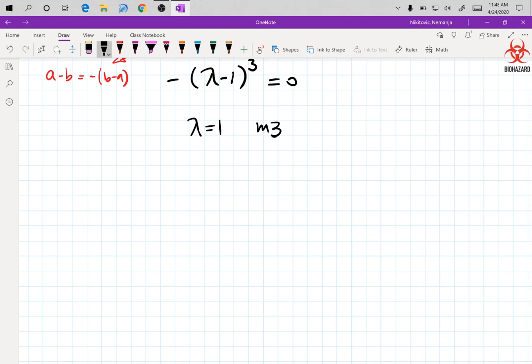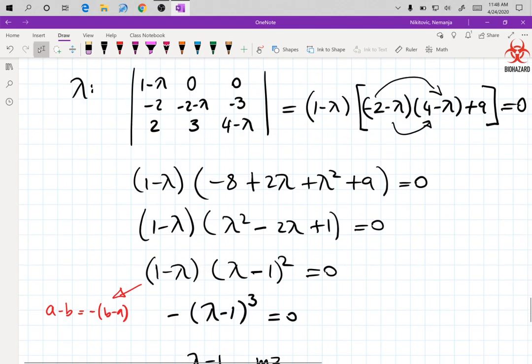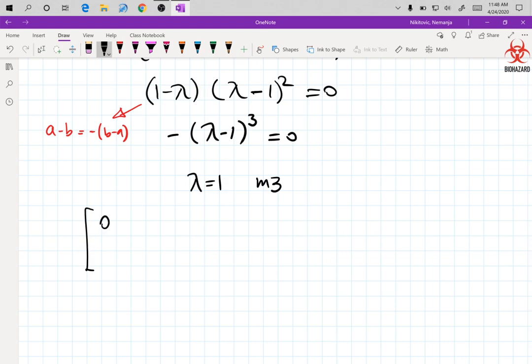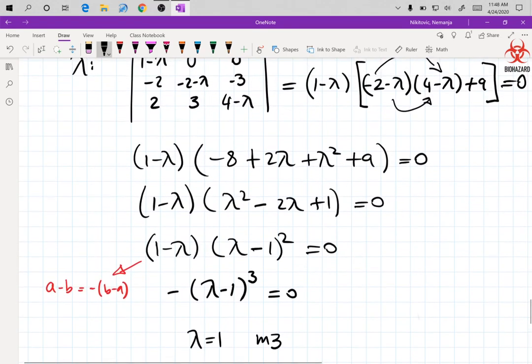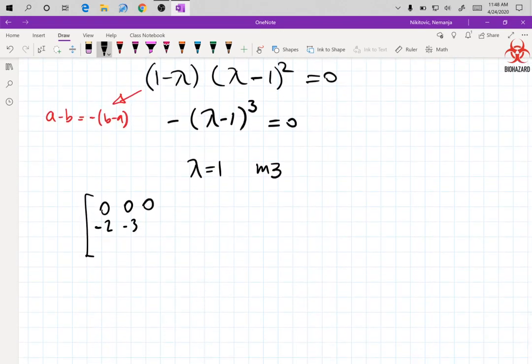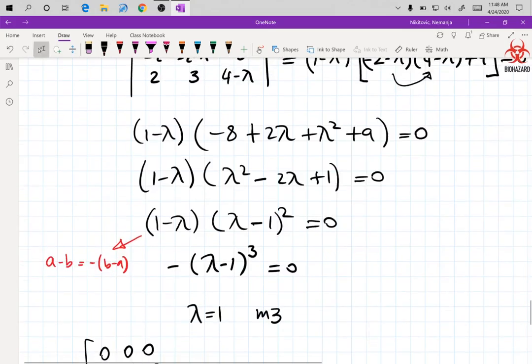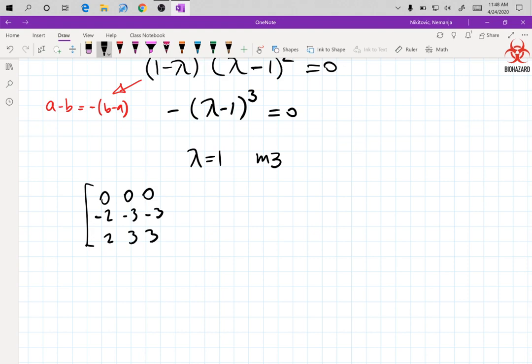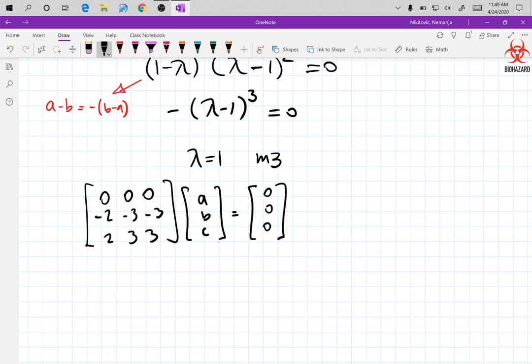So we're supposed to find 3 vectors. And now let's see if it's going to be defective or... So what do we get? 1 minus 1 is 0. So we get 0, 0, 0. Subtract 1, we get negative 2, negative 3, negative 3. And then 2, 3, 3. Times A, B, C to give us 0, 0, 0. Nice.